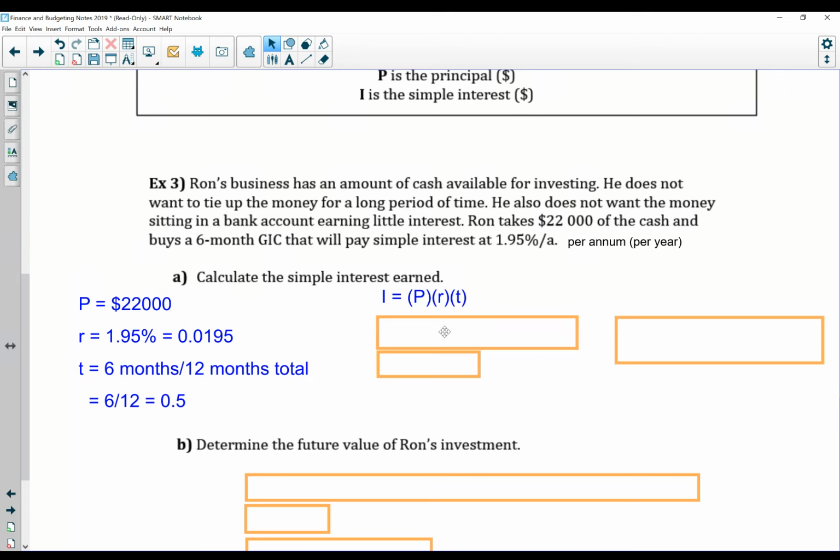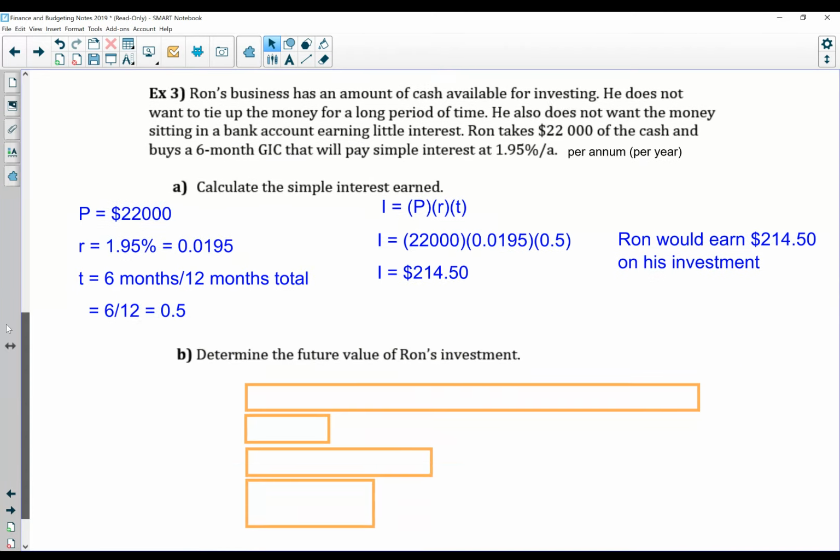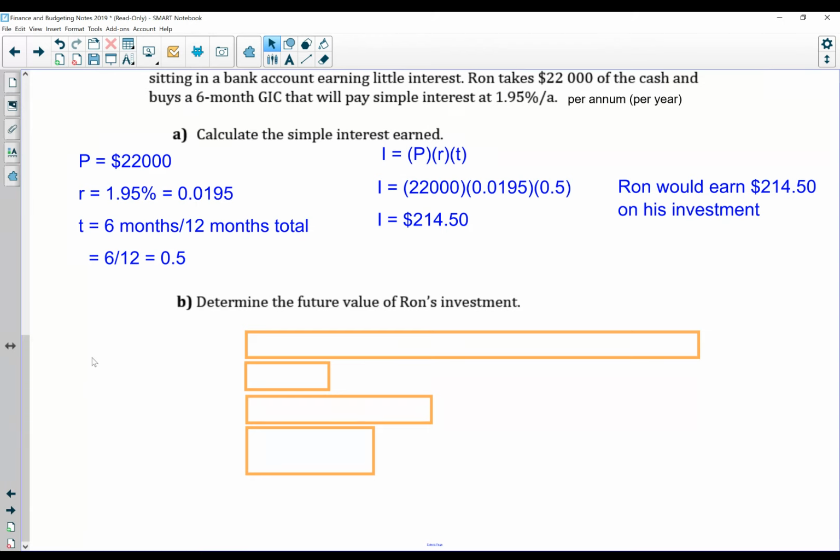Now in my interest formula, I'm going to plug all of my numbers in. To find my interest, my P was 22,000, R was 0.0195, and T was 0.5. If I multiply all those together, I get $214.50. So Ron would earn $214.50 on his investment. For 6 months, he'd earn $214.50, which is all right if you think about your money just sitting there anyways. If he's not going to do anything with the $22,000, if it's just going to sit there for 6 months, he might as well earn money on it. So he's invested it to earn a little bit of money.